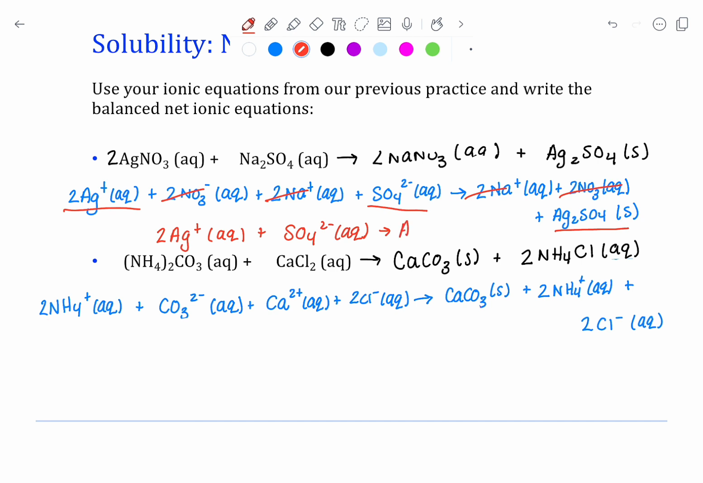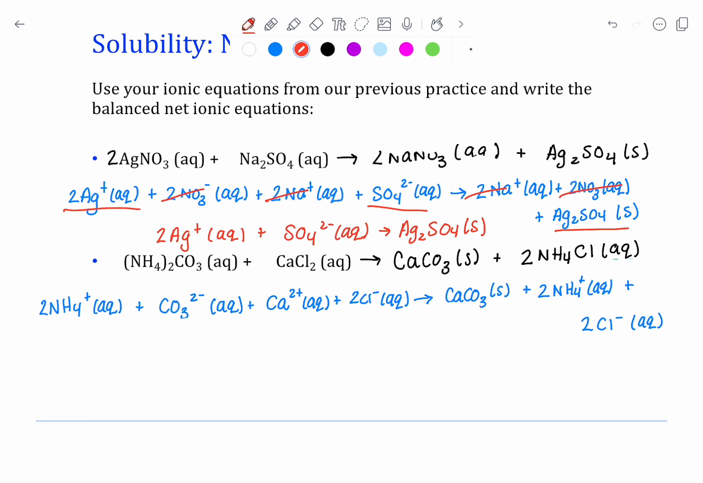So our net ionic equation is 2Ag plus, originally aqueous, plus SO4 2 minus, originally aqueous, combined to create Ag2SO4, which is now a solid. And we can see from this net ionic equation that it is balanced because we know that we needed 2 silver ions to mix with 1 sulfate ion to have a net neutral charge on that product.